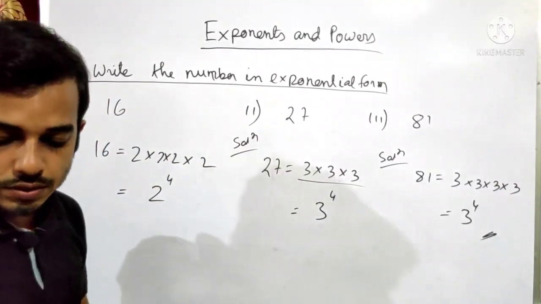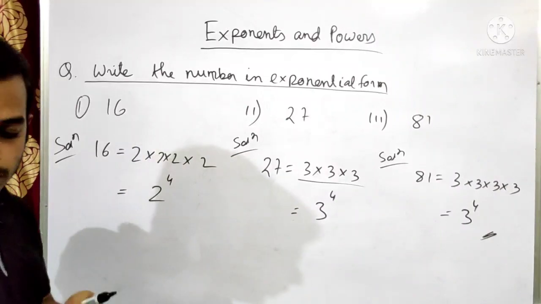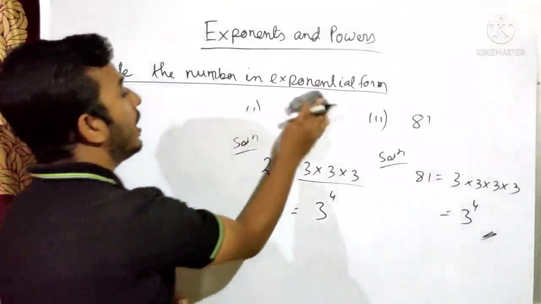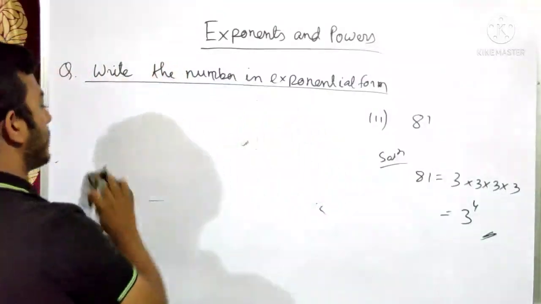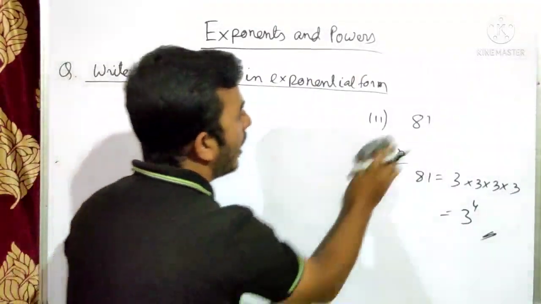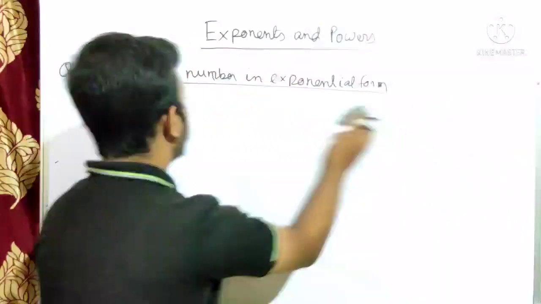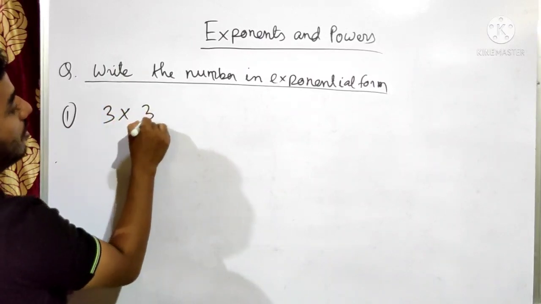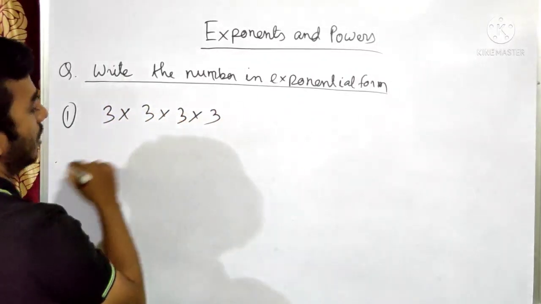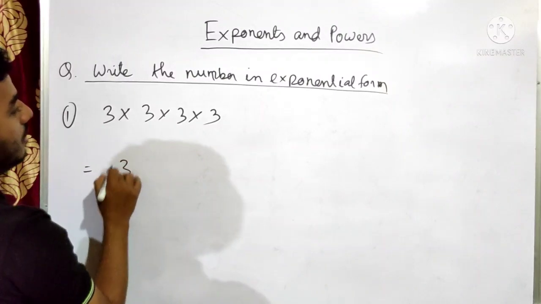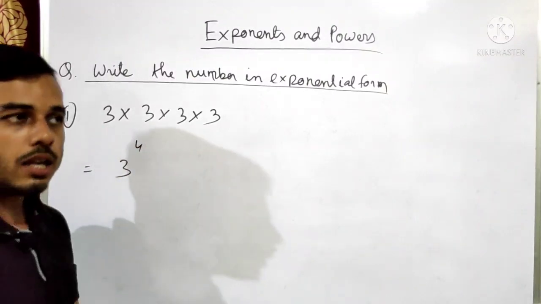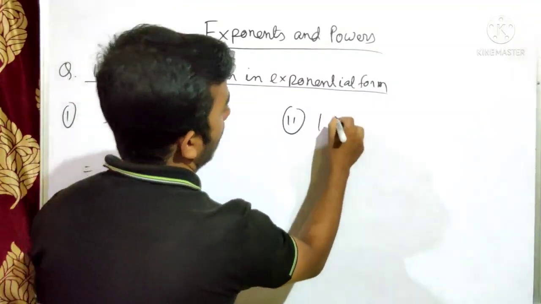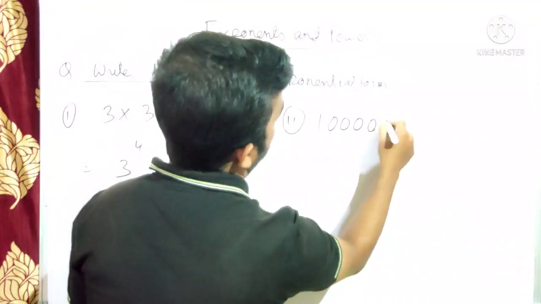Let's have a look. Write each of the following in the exponential form. Now the questions are in a different way: the expanded form is given, and we have to express it in the exponential form. Clear? So number 1 is 3 into 3 into 3 into 3. So it can be written as 3 power 4. Clear?